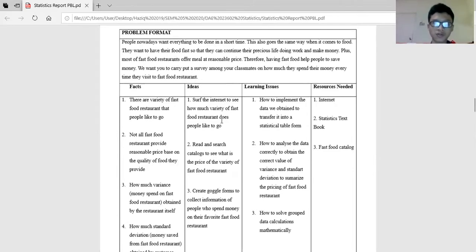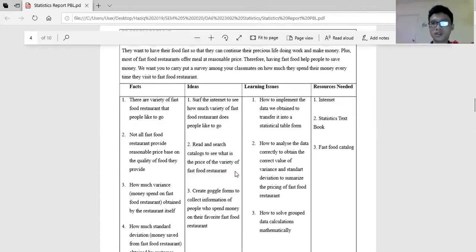The ideas are what ideas we get from the problem-based learning. So mostly we will search the internet, of course, surf the internet to see the variety of fast food restaurants people like to go to. Mostly in my survey, of course, KFC and McD are the most famous because they are what we call veteran restaurants, the oldest restaurants that people like to go to. So from the internet, that is what I get, and read and search catalogs to see the price of the variety of fast food restaurants.